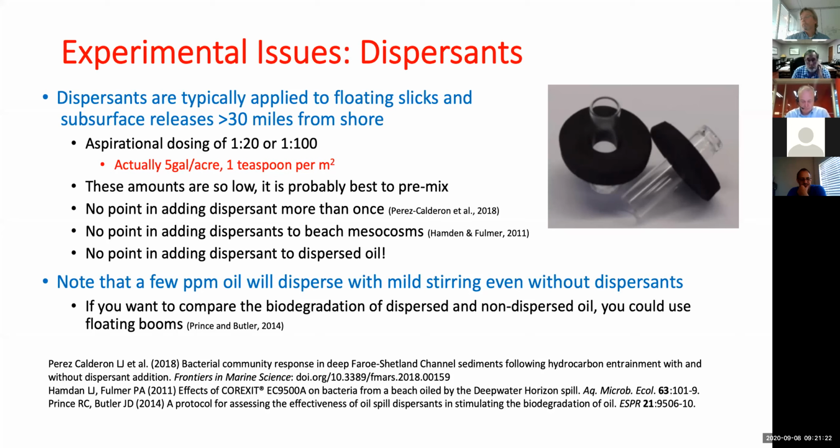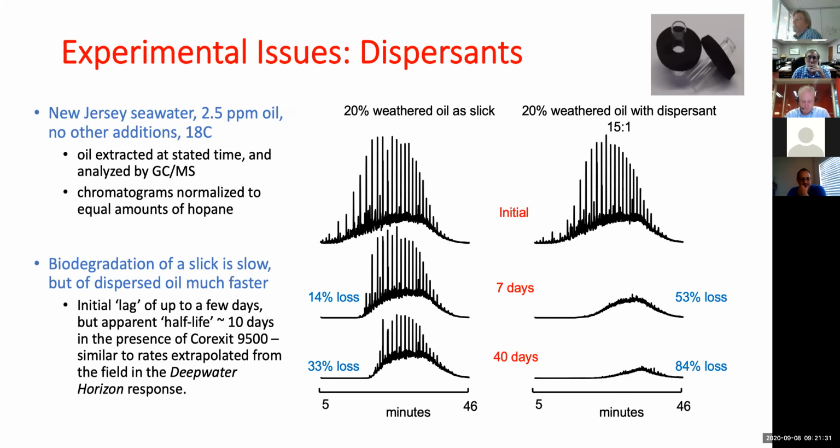So if you want to study the real effect of dispersants, which is to stimulate degradation, you need to do experiments in a floating boom, as I've shown there. Here's an example. As the floating slick kept inside that little boom, you get evaporation. You can see 14% lost in the 7 days because that oil wasn't fully weathered. We used one that was the sort of oil that would be dispersed, would be a target for dispersant. But if you disperse it, you can see it degrades really rapidly.